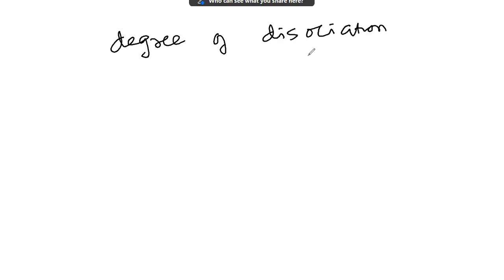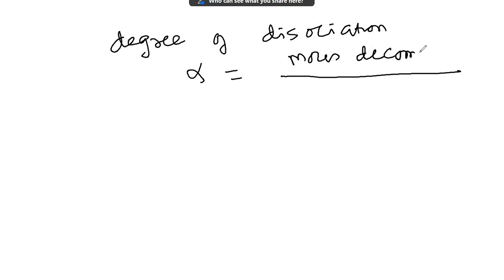Now, I should come across a very important concept in chemical equilibrium, that is called degree of dissociation. It is denoted by the letter alpha. It is the moles decomposed at equilibrium over moles taken initially.